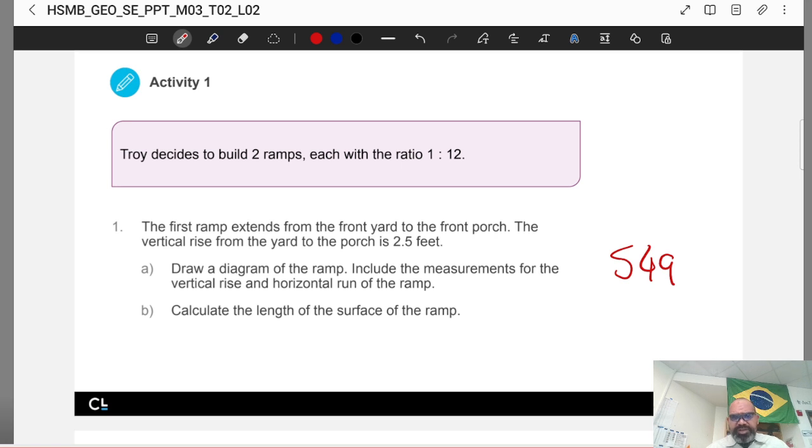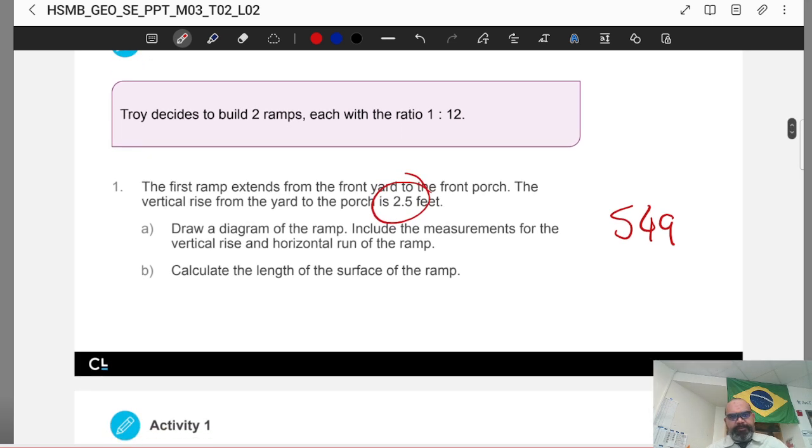Draw a diagram for the ramp. Easy. And remember here the directions. My rise is 2.5 feet. And calculate the surface of the ramp. Remember the ratio 1/12. 1 up, 12. 1 up, 12. If it's too steep, no one can use it. That's the problem.